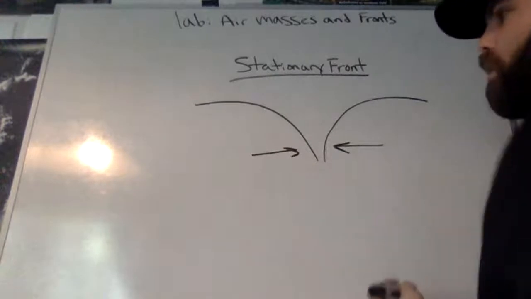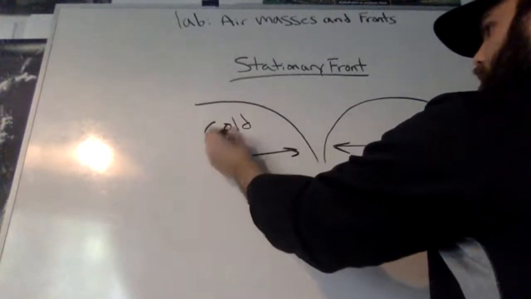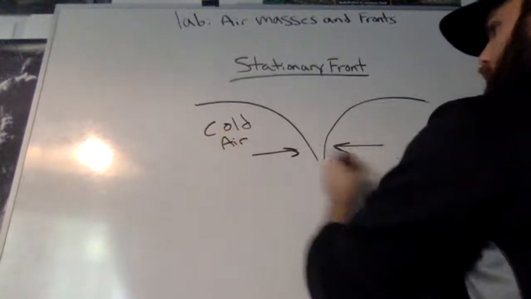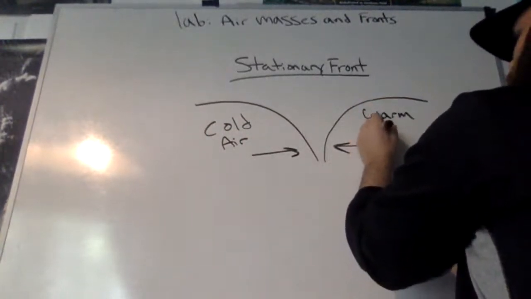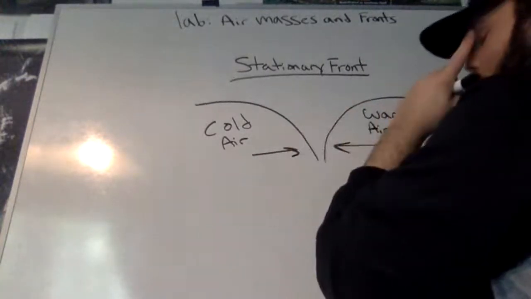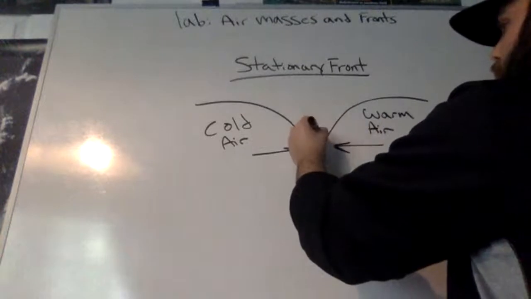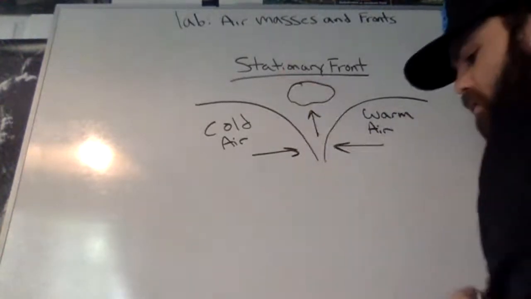Crashing in. Now, it doesn't matter which side you use, but I'm going to keep my cold air on this side, and then I'm going to put warm air over here. Now, since they crash into each other, the warm air is still going to rise up to the top. Okay, so it goes up, and now you get your cloud formation.